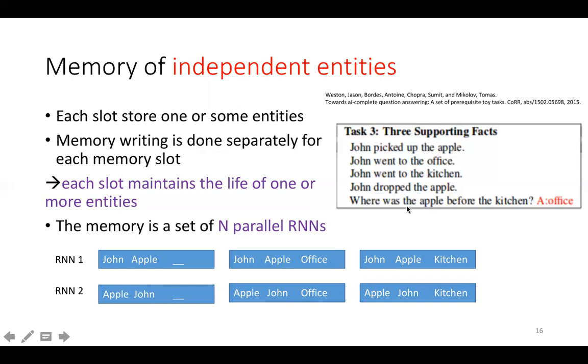So when they meet the question like where was Apple, they know that it's in the office. And this is over time. Okay, the memory slot is updated over time. They are just updated separately.